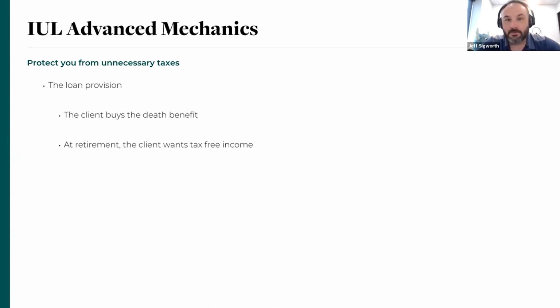But when you pass away, the beneficiary only gets the death benefit. Okay. So the client buys a death benefit at retirement. The client says, hey, I want tax-free income. Loans aren't taxed in this country.